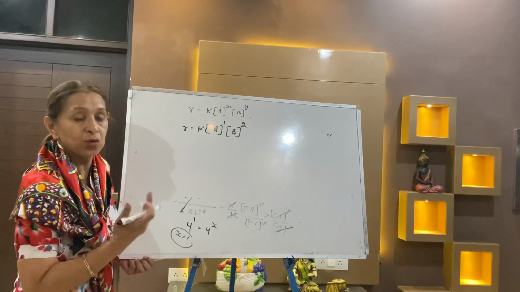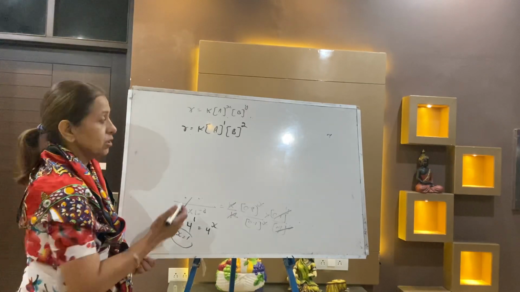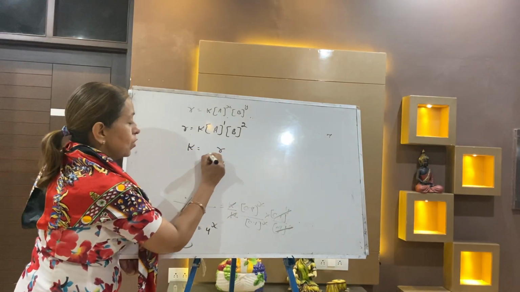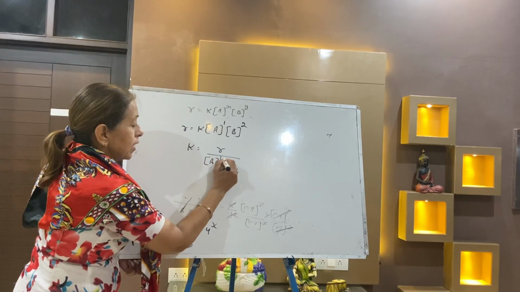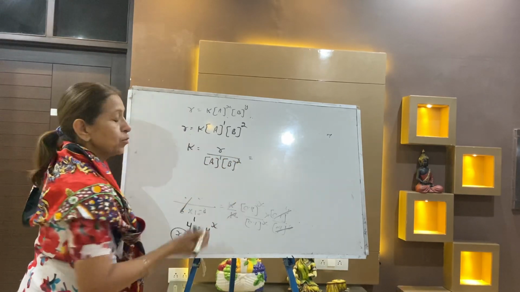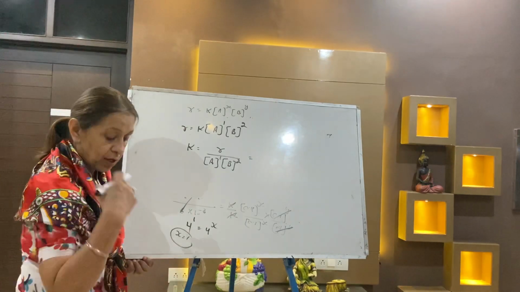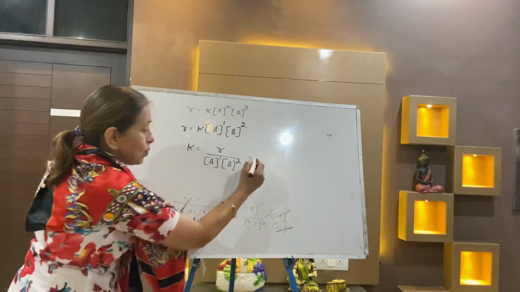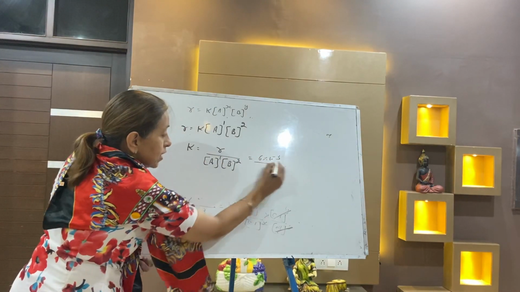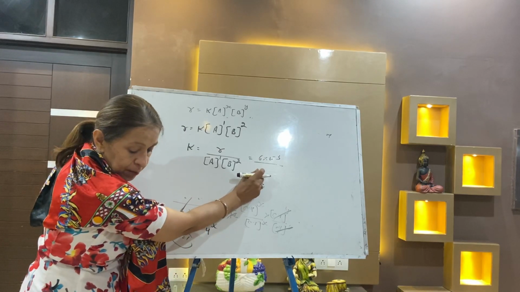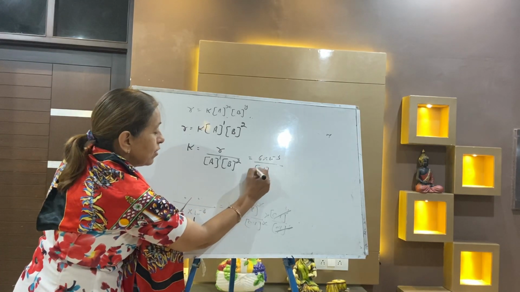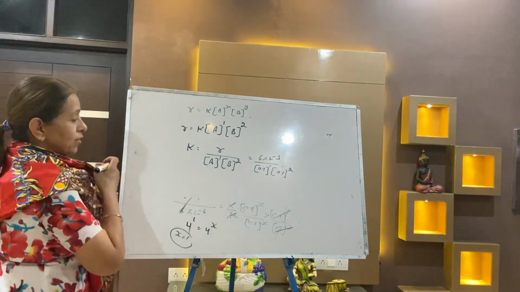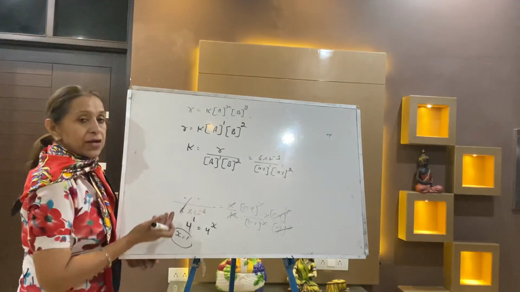Students, this is the rate equation. If anybody asks you to calculate the rate constant, K is equal to R divided by A power 1 and B power 2. You can put in any of the occasions 1, 2, 3, 4. In the first occasion, the rate is 6 into 10 raised to power minus 3. In the same occasion you will take the values of A and B: 0.1 power 1 and 0.1 power 2. In this way you can calculate the value of K. So this is the rate constant.